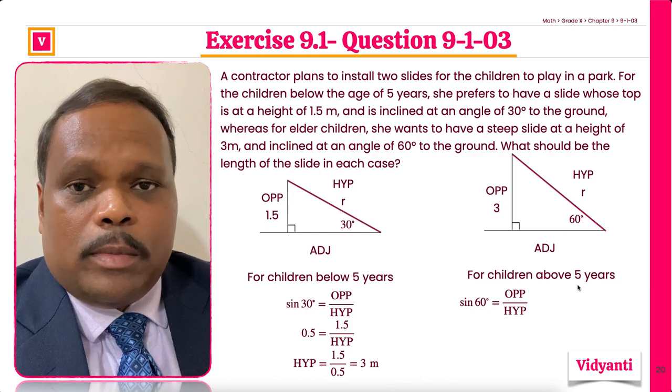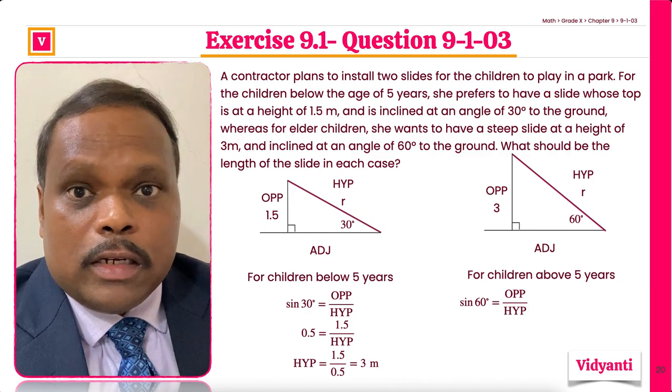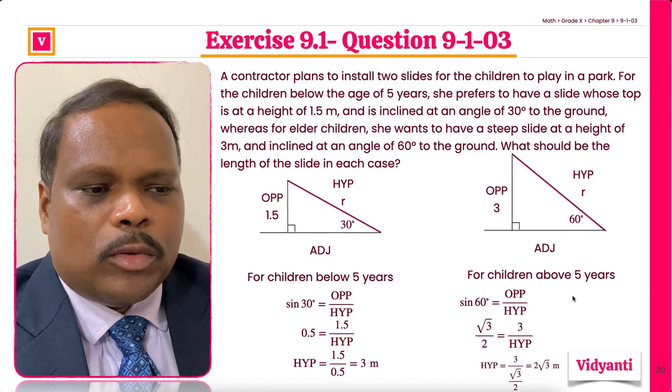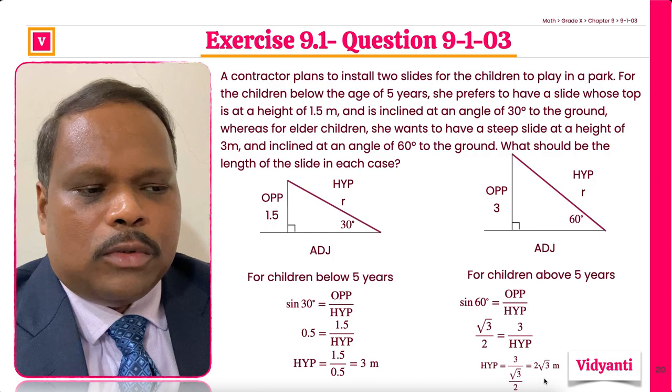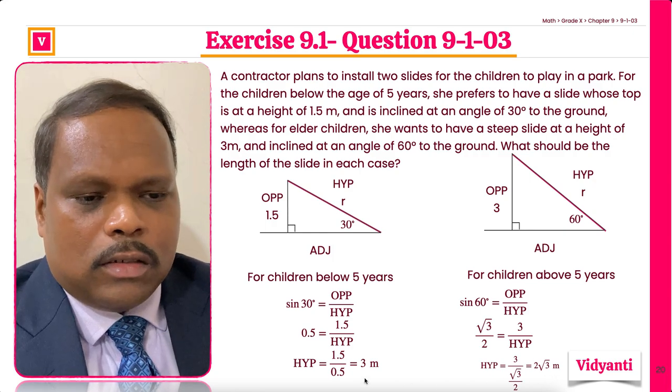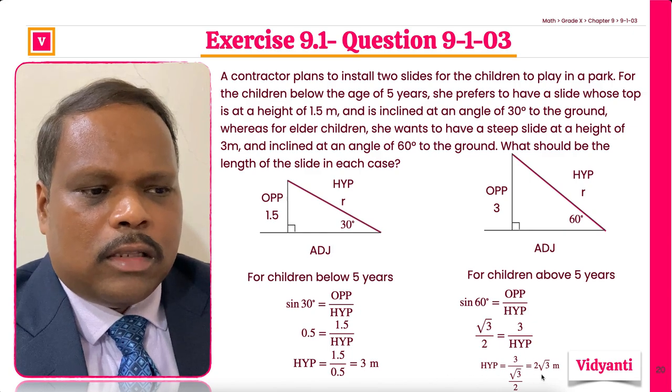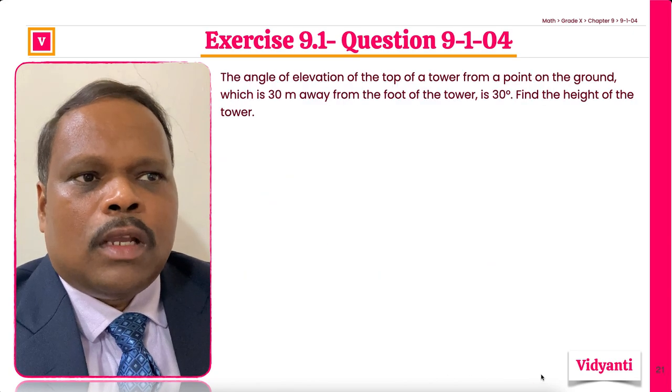In the second one, we will repeat this process, but instead of taking 30 degrees, now we will take 60 degrees. Sine of 60 degrees is root 3 by 2. So the hypotenuse will give you 2 root 3. So we have two slides. One is 3 meters and another one is 2 root 3 meters. Let's go to the next question.